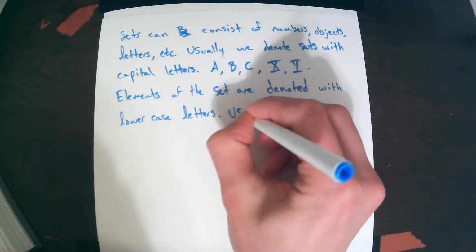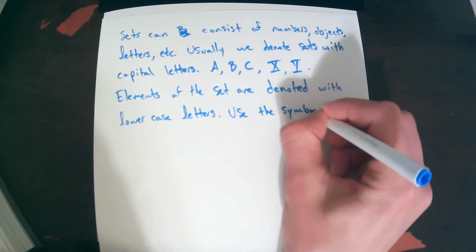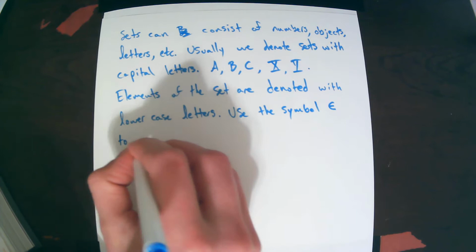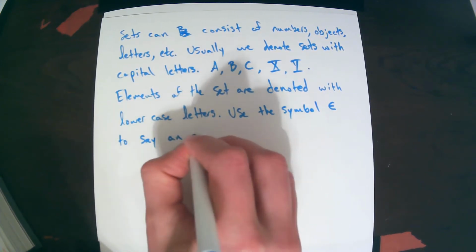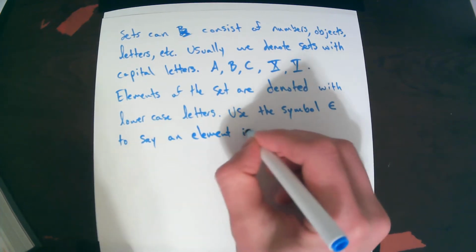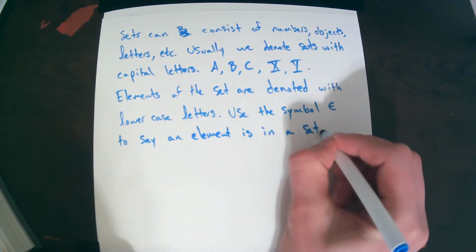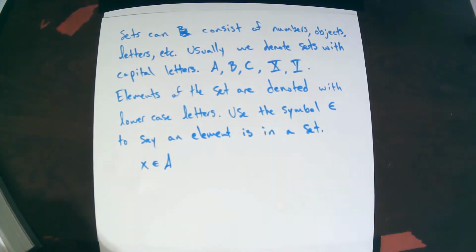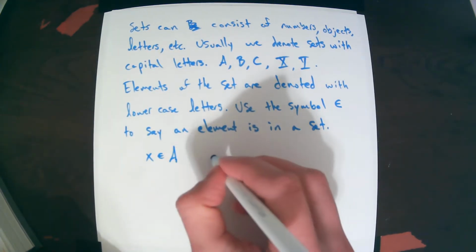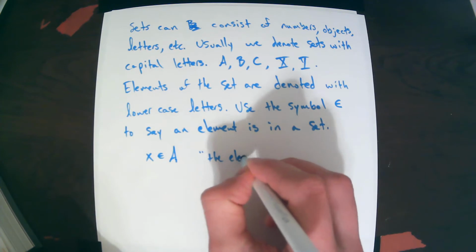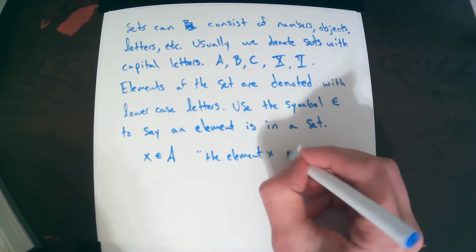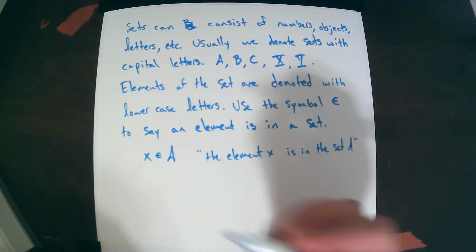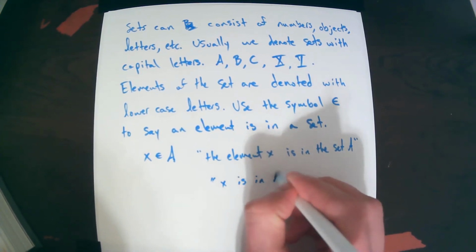And we use the symbol, it's like a C with a line in it, to say an element is in a set. So we could say x, little x, lowercase x, is in A. This is literally read as the element x is in the set A. And maybe less technically, we could just say x is in A.